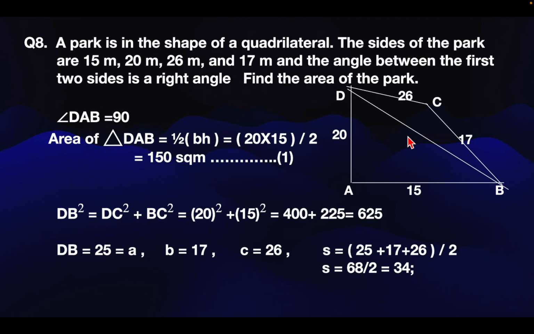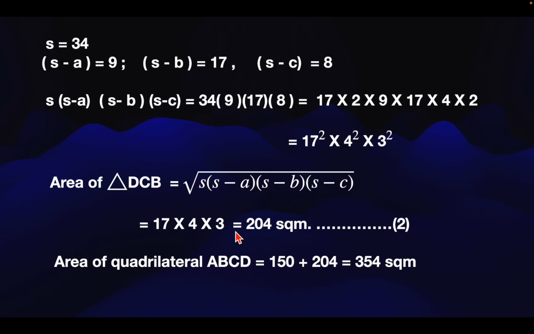We know these values: 25, 26, 17. So A is 25, B is 17, C is 26. Find out S. Add these three values, divide by 2. S is 34. Then you just have to simplify for Heron's formula. Write down all these values in the square form like this, and then find the square root. You will get the answer 17 into 4 into 3, that is 204 square meters. So the area of the quadrilateral ABCD is equal to 150 plus 204, that is 354 square meter.